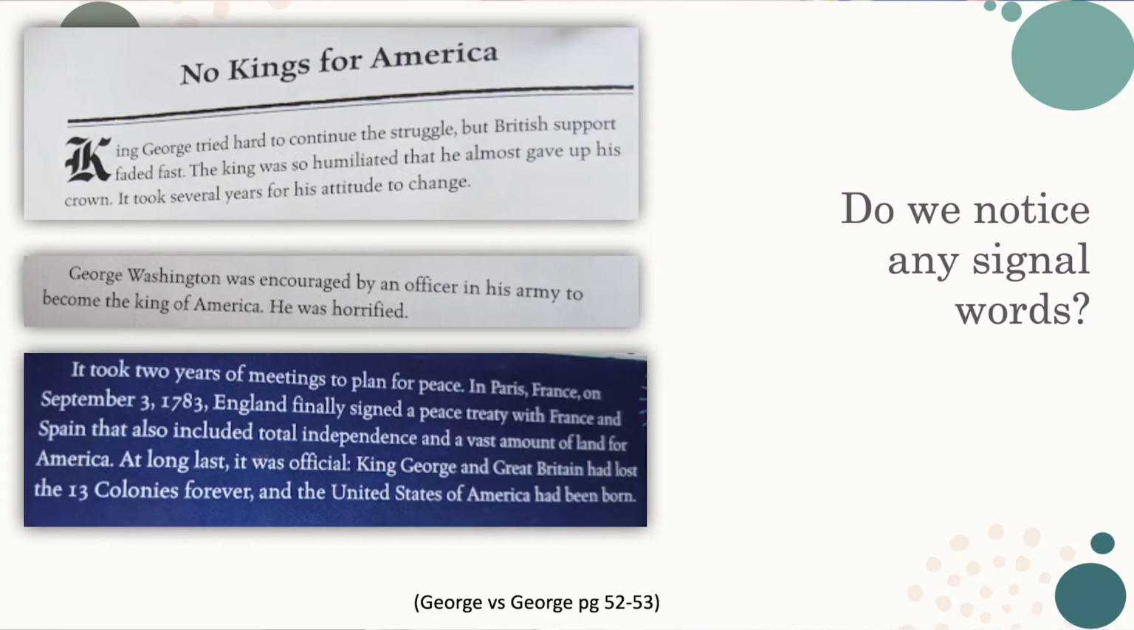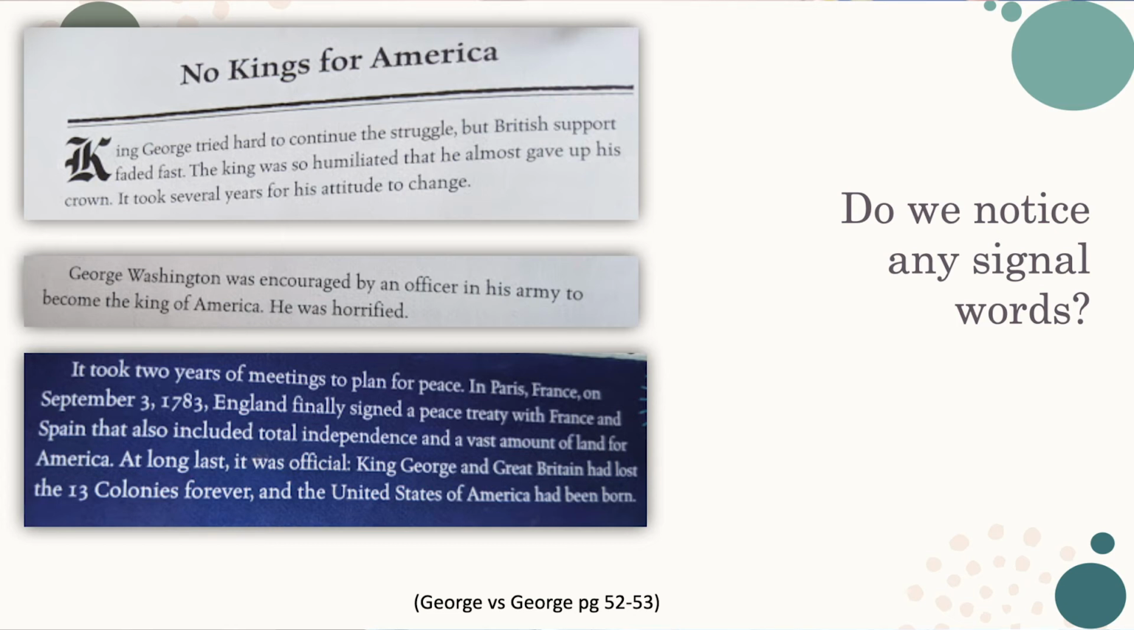No kings for America. King George tried hard to continue the struggle, but British support faded fast. The king was so humiliated that he almost gave up his crown. It took several years for his attitude to change. George Washington was encouraged by an officer in his army to become the King of America. He was horrified. It took 2 years of meetings to plan for peace.